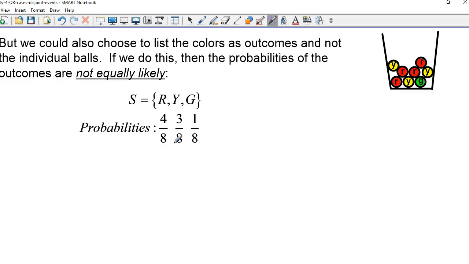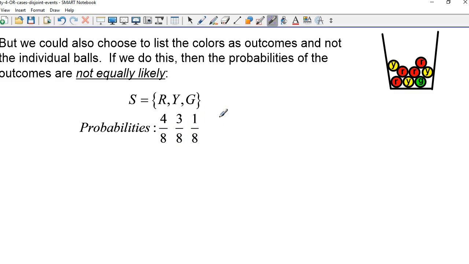Okay, but there's a whole other way we could choose to list the outcomes. Rather than the individual balls, we could just list the colors. If the balls are all indistinguishable from each other, I could get a red ball or a yellow ball or a green ball. But if I choose to list the sample space this way, red, yellow, green, then the probabilities are no longer equally likely. And that's okay. We could just say the probability of red is 4/8, the probability of yellow is 3/8, and the probability of green is 1/8. That's a valid probability model, 3 outcomes with their probabilities, and they all add up to 1.